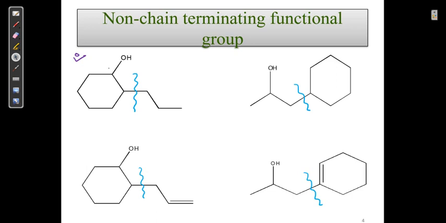So this is 1, 2, 3, 4, 5 and 6. So the word root is cyclohexane. This hex is the word root. Primary suffix. Primary prefix. This is the place. Okay, so we have taken that much only.